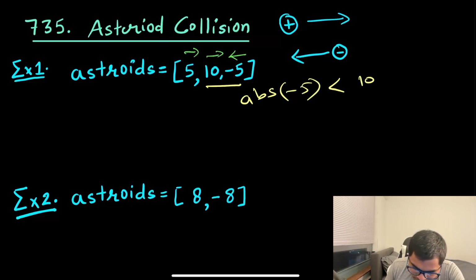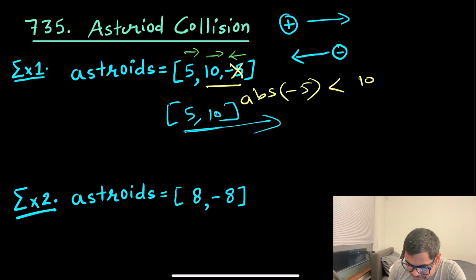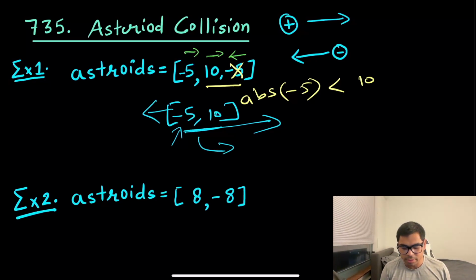Then what happens? This one gets destroyed. What is the state? This is the state. Since these are both positive, they will keep moving in the right direction and they will never meet. So this will be the final state. This is what we return. But sometimes it might happen that this -5 was going in this direction, let's say. Then also it will keep going to left, and this is what we return in the end.